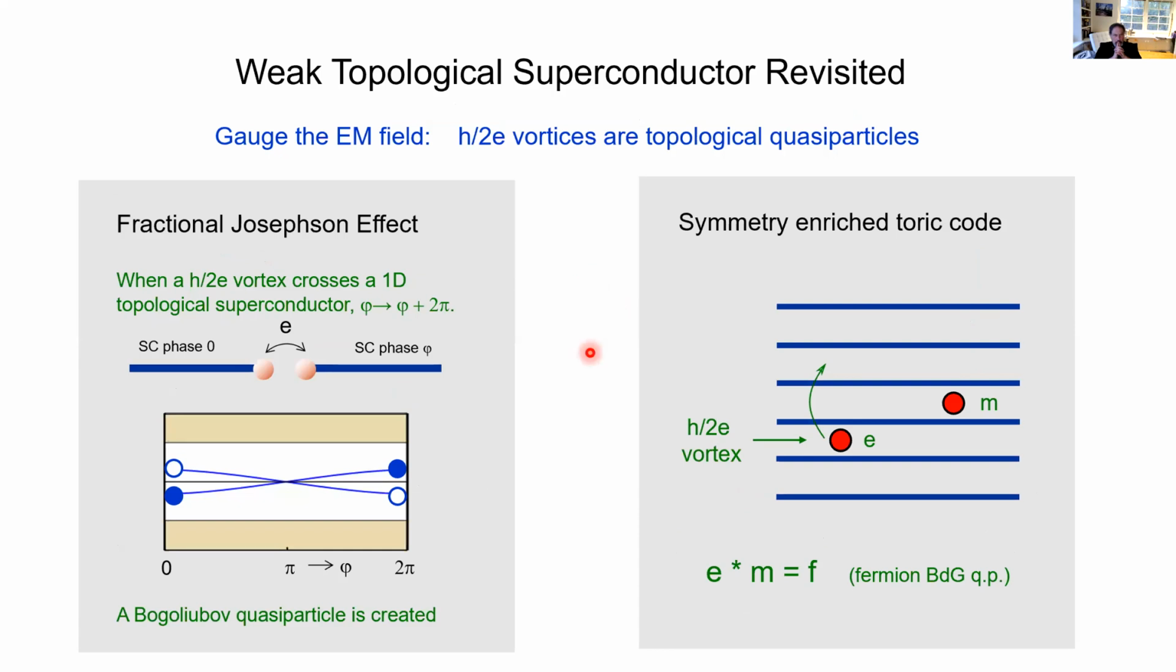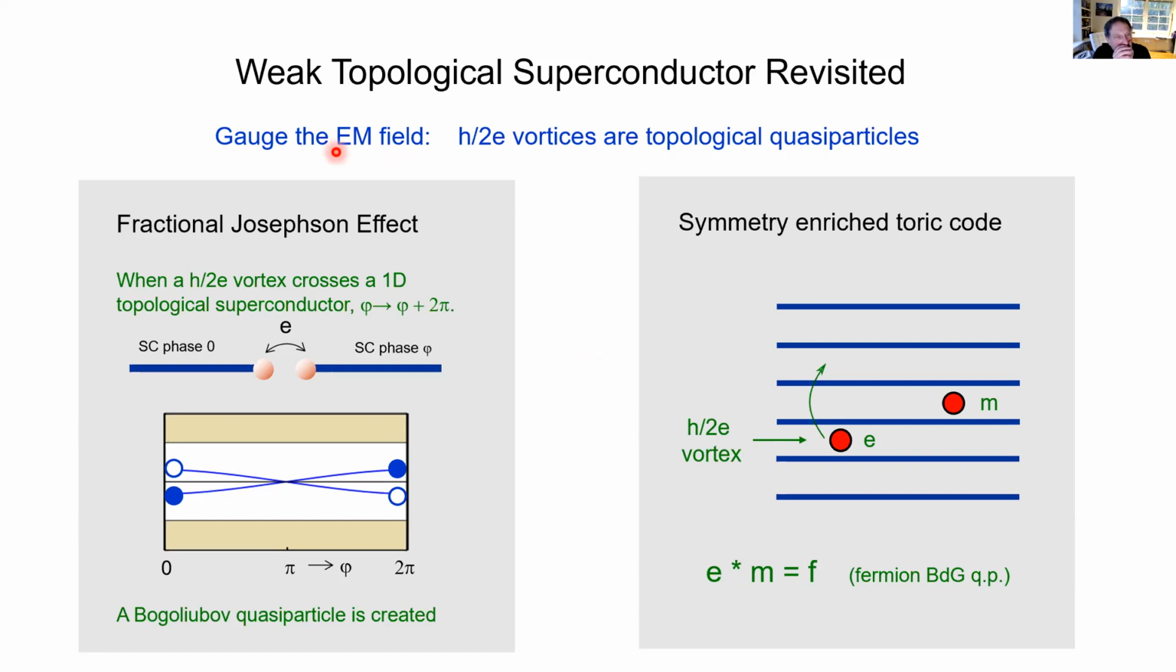So it's interesting to talk about vortices in a topological superconductor. For a regular topological superconductor, a vortex binds a Majorana mode. And so you can view that as being a non-abelian particle if you allow your vortex to be a dynamical particle. Now, of course, in order to do that, you need to gauge the electromagnetic field and include vortices in your Hilbert space, okay?